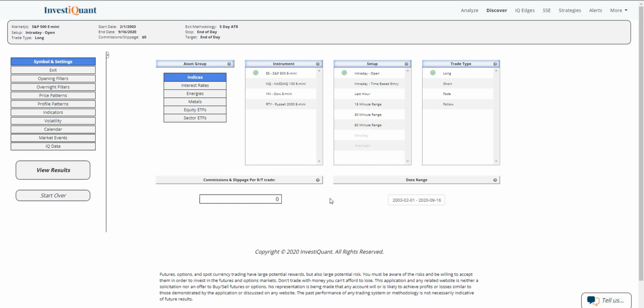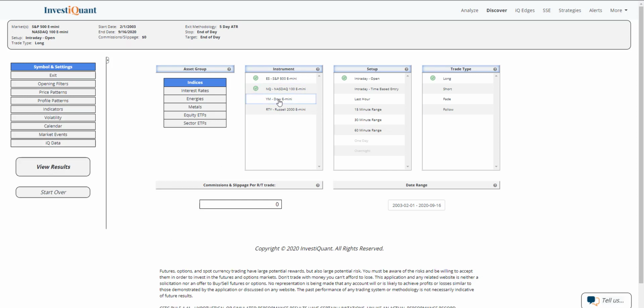So what I want to do this morning is take a look at what has happened historically on the FOMC announcement day, and we'll look at it when gapping up, as the market has pushed higher in the overnight session. So let me set this up and discover. We'll look at all four instruments.